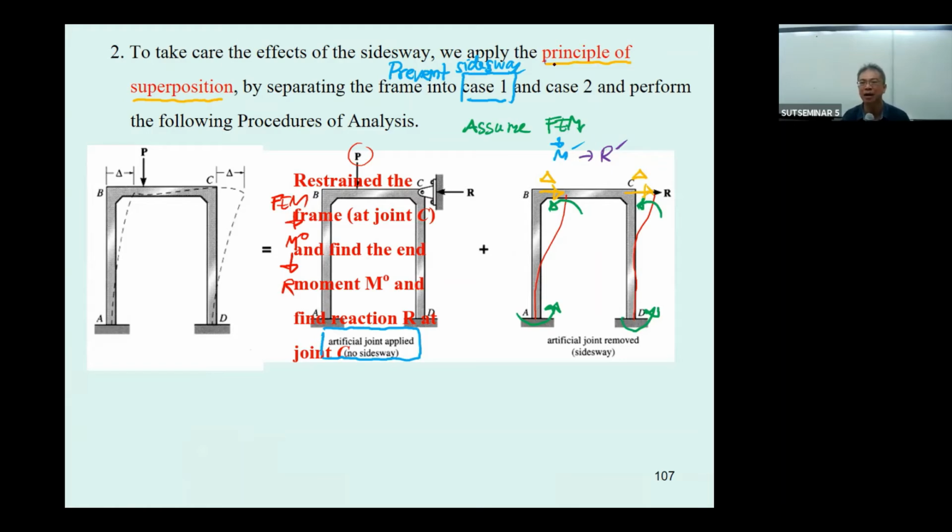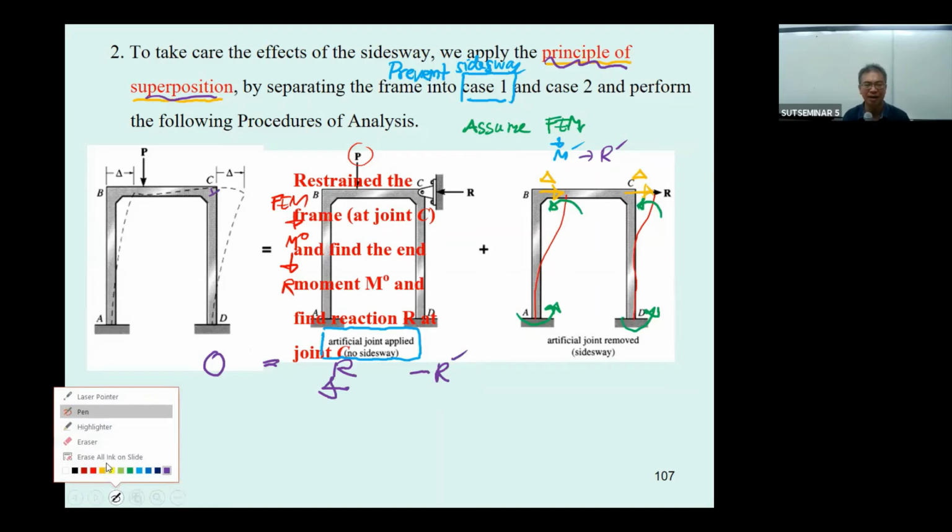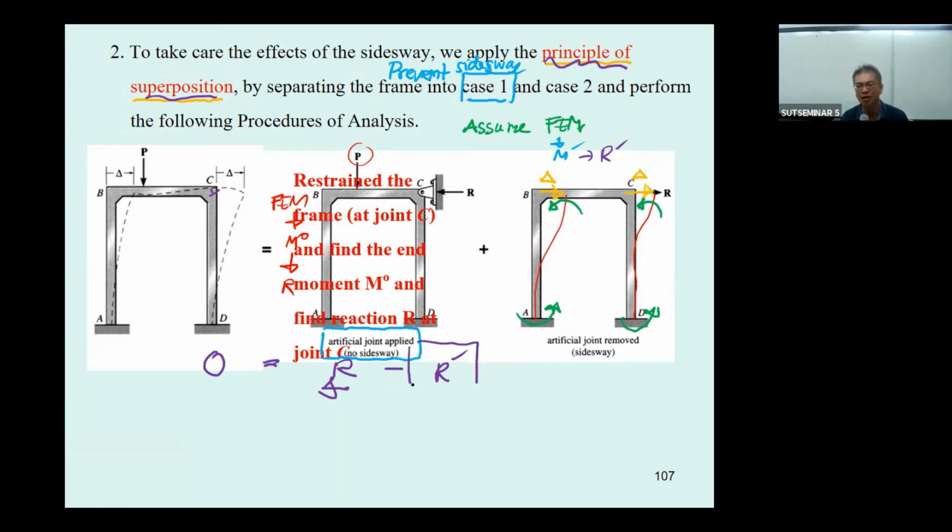And then by the principle of superposition again, we consider the force at joint C. So this is 0 at joint C, and it equals this one, which is going to be the R in this direction, and this one is in the opposite direction, minus R prime. And since this one is assumed, this R prime cannot be used in this equation directly. It must be modified by C prime.